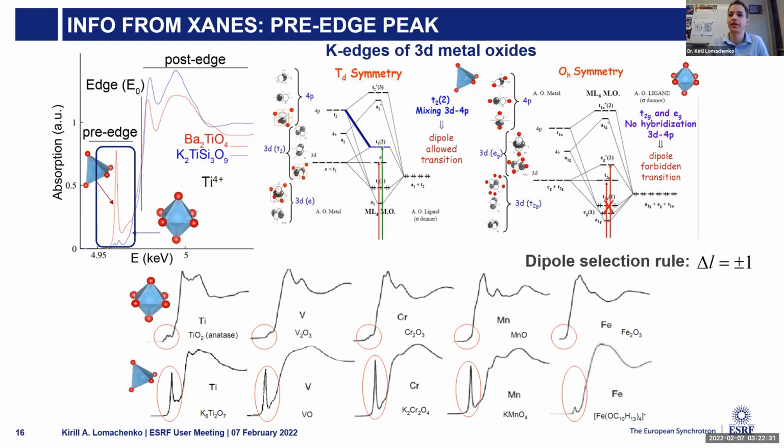And this is true for many 3D metals. So you see basically, for less symmetric environments, for tetrahedral environments, the intensity of the pre-edge is much higher. So the pre-edge can be an important signature of the symmetry of the absorbing species in your material.